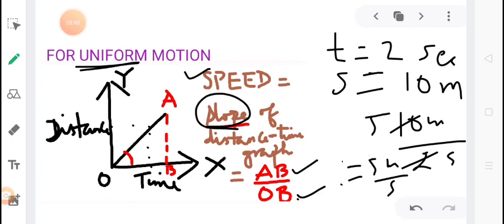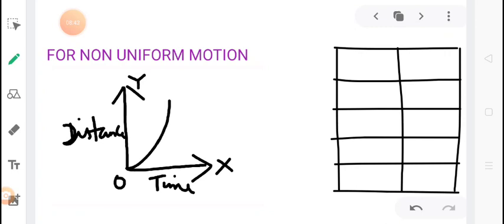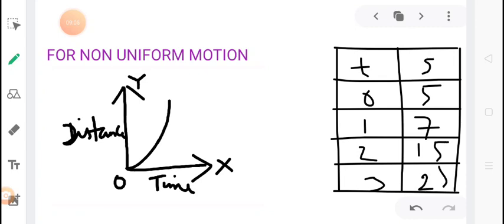Why is it so? Because in case of non-uniform motion you don't get a straight line. What is non-uniform motion? Do you remember? If the object covers unequal distances in equal intervals of time. Let me show you some values. See, the object is covering unequal distance in equal intervals of time.